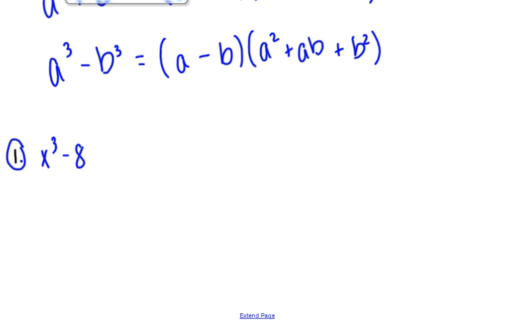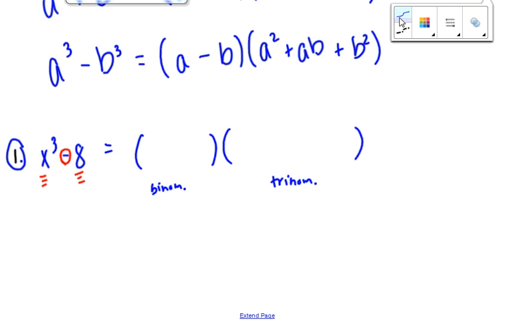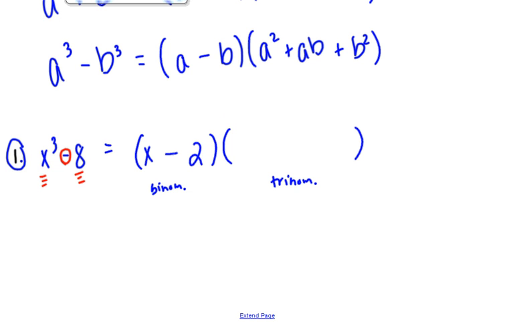So, in my second formula, I began by writing a binomial times a trinomial. For my binomial, I took the cubed root of the first term and the cubed root of the second term, and I kept the sign that was in between. So the cubed root of x to the third is x, the cubed root of 8 is 2, and I keep the minus sign.